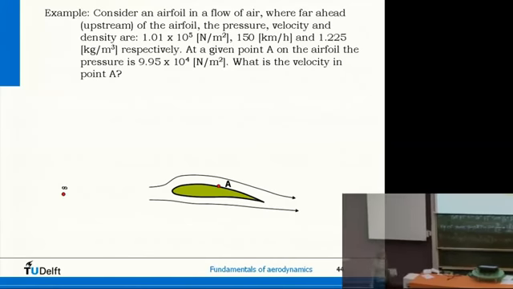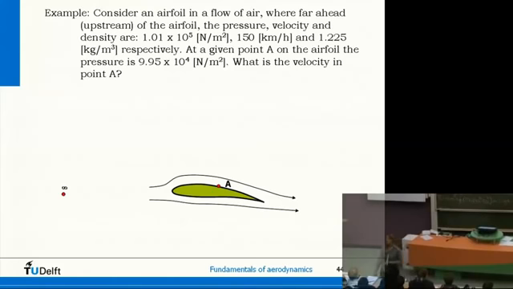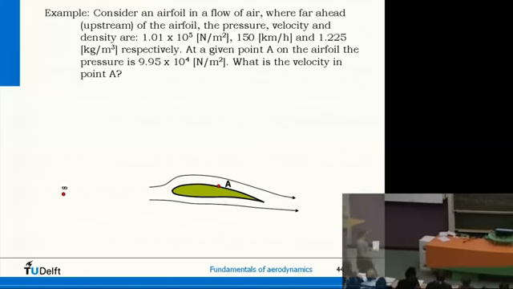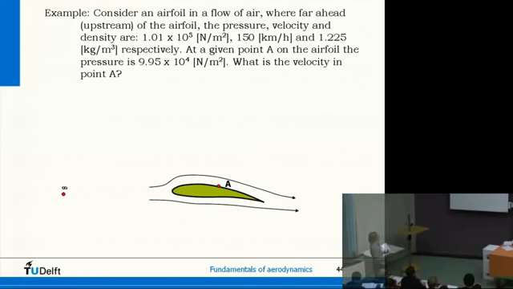Okay, one more example before I let you go, and this is instead of a channel a bit more relevant for aircraft applications. Airfoil in a flow of air. So here we have our airfoil. We have upstream conditions, far field conditions, where we didn't know there was an airfoil. And they are given: pressure, 1 atmosphere, velocity, 150 kilometers per hour, and density, 1.225 kilograms per meter to the third. Now, at this point, on top of the airfoil, a pressure is given.